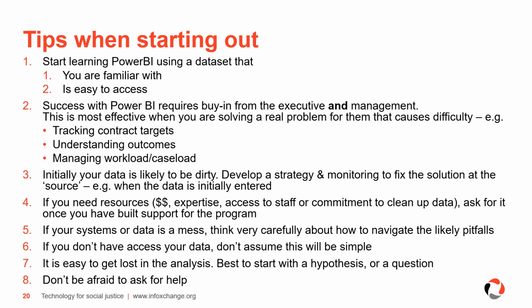Number 5, if your systems or data is a mess, think carefully about how you navigate the likely pitfalls. Start with just one system or one data set. Don't try and do everything at once. But thinking that through so you don't overpromise and don't try and join everything together at once is really important to making sure you get those quick wins delivered in a reasonable time frame, rather than try and boil the ocean and never get anywhere and you don't get any outcome at all.